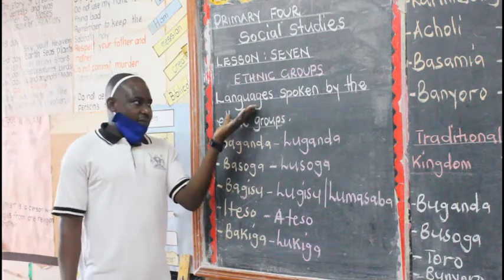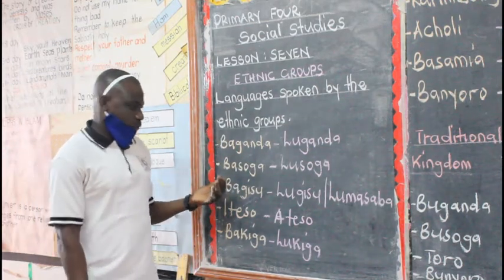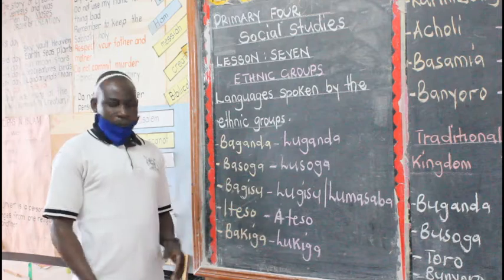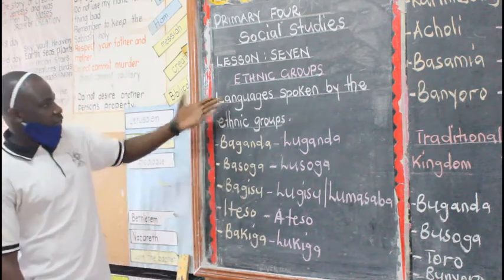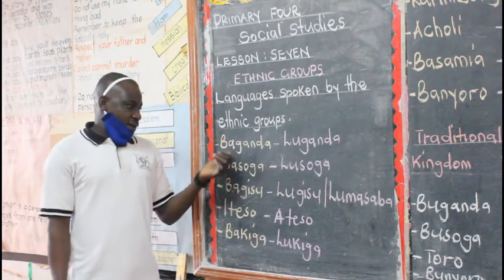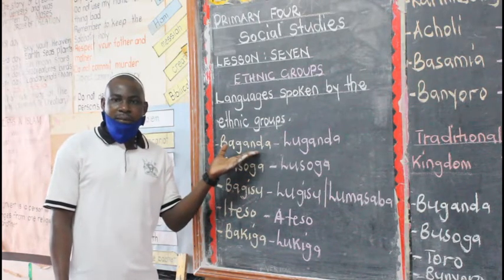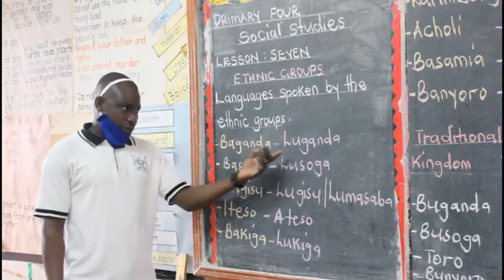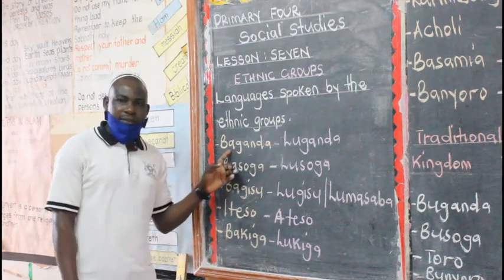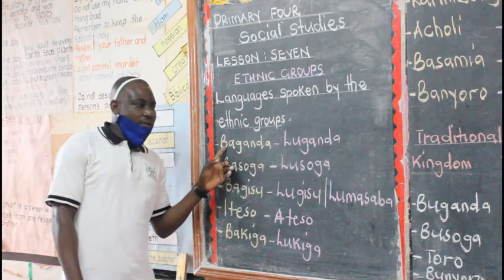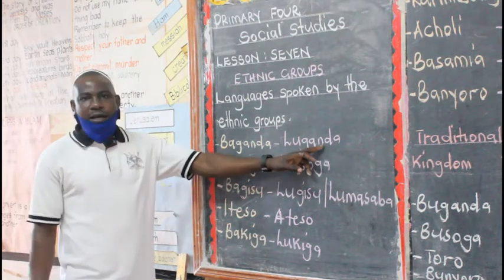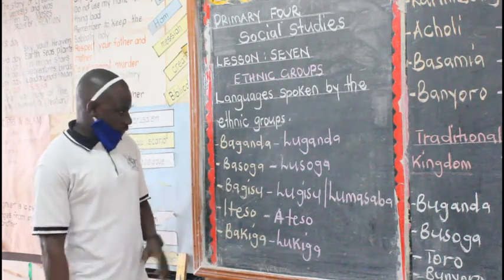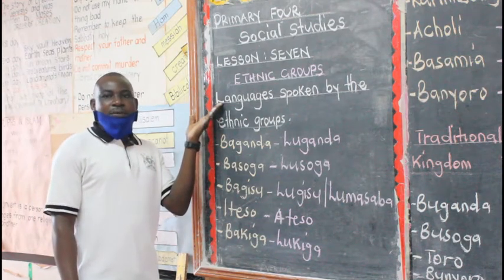So here we have some of the languages that are spoken by the ethnic groups. We have very many tribes in Uganda, but I've just summarized for you, then we'll add on. If you look at our first tribe, one we have the Baganda. If you look at the central part of Uganda, we have the Baganda. And the commonest language in the central part of Uganda is Luganda. So we have Baganda as a tribe, and the language that is being used there is Luganda. And the Baganda are under the Bantu ethnic group.